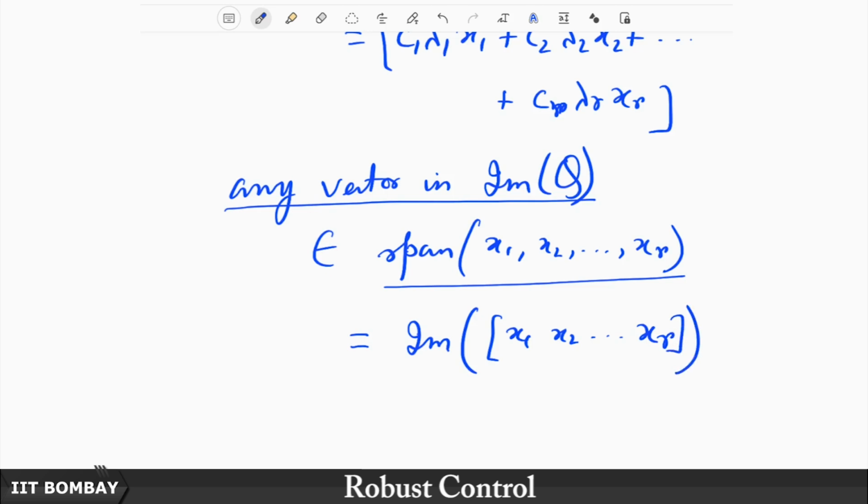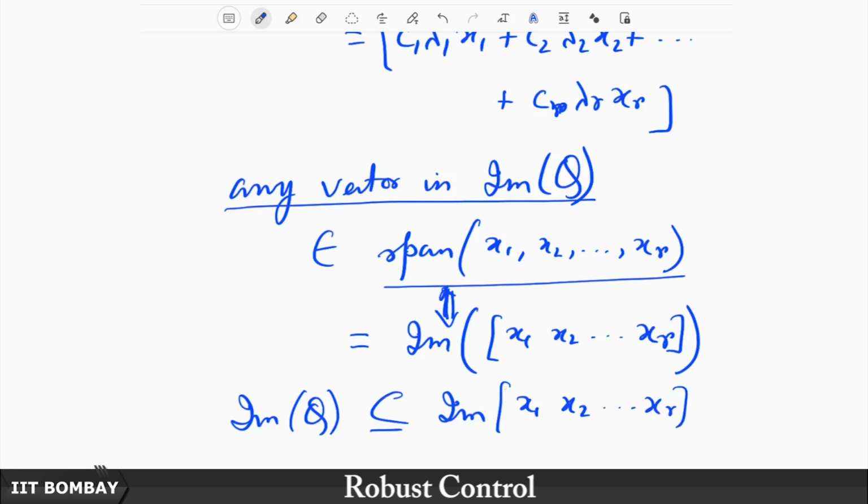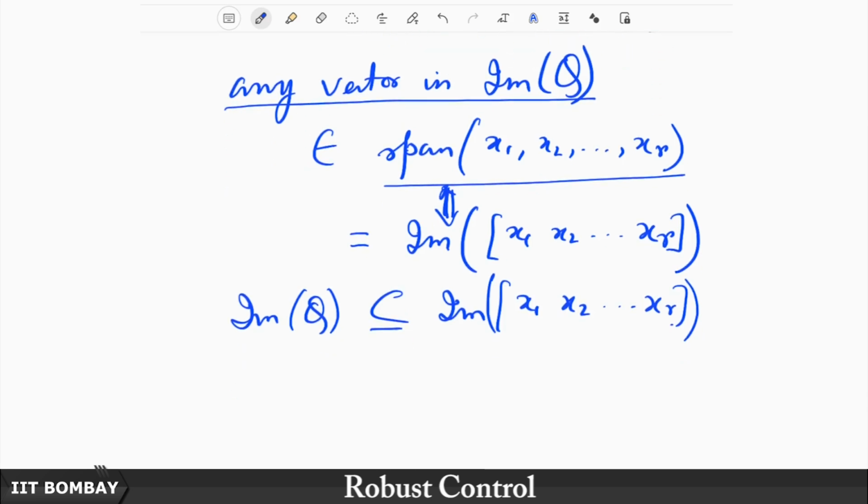The span of a certain set of vectors which are n tuples is basically like saying that it is in the image of a particular matrix whose columns are those n tuples, because this vector space and this vector space, I urge you to convince yourself that they are one and the same. So, that means that the image of Q is contained in the image of this x1, x2 dot dot dot till xr. Now, if we can show that the image of x1 through xr, this particular matrix, is also contained in the image of Q, then we will be done showing that both are one and the same vector space.